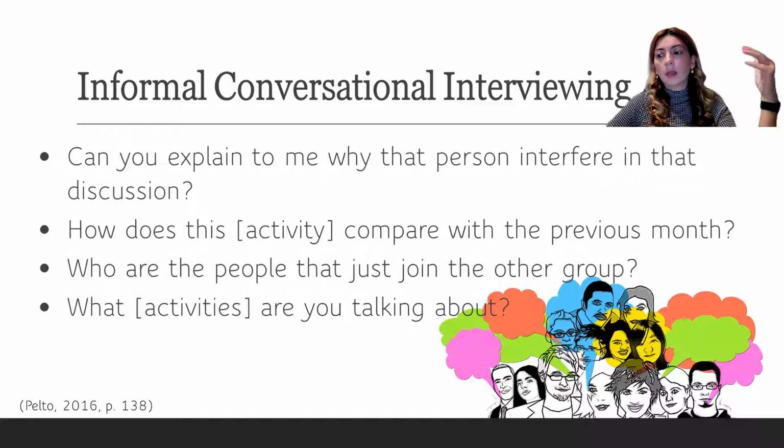And if you remember, in the previous chapter, we talked about organizing our interview plan and observations according to the research purpose. However, there are some informal things that are helpful to happen. And Paulo is giving a couple of great examples on page 138. Questions like, can you explain to me why that person interfered in that discussion? Or who are the people that just joined the group?